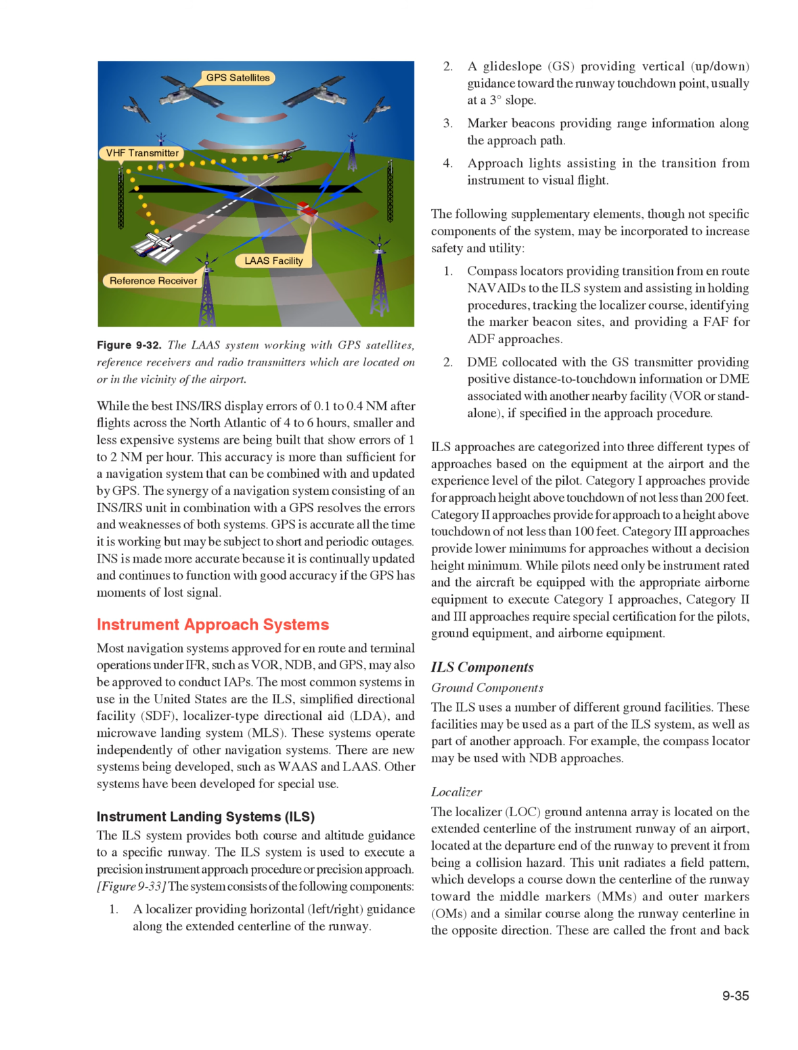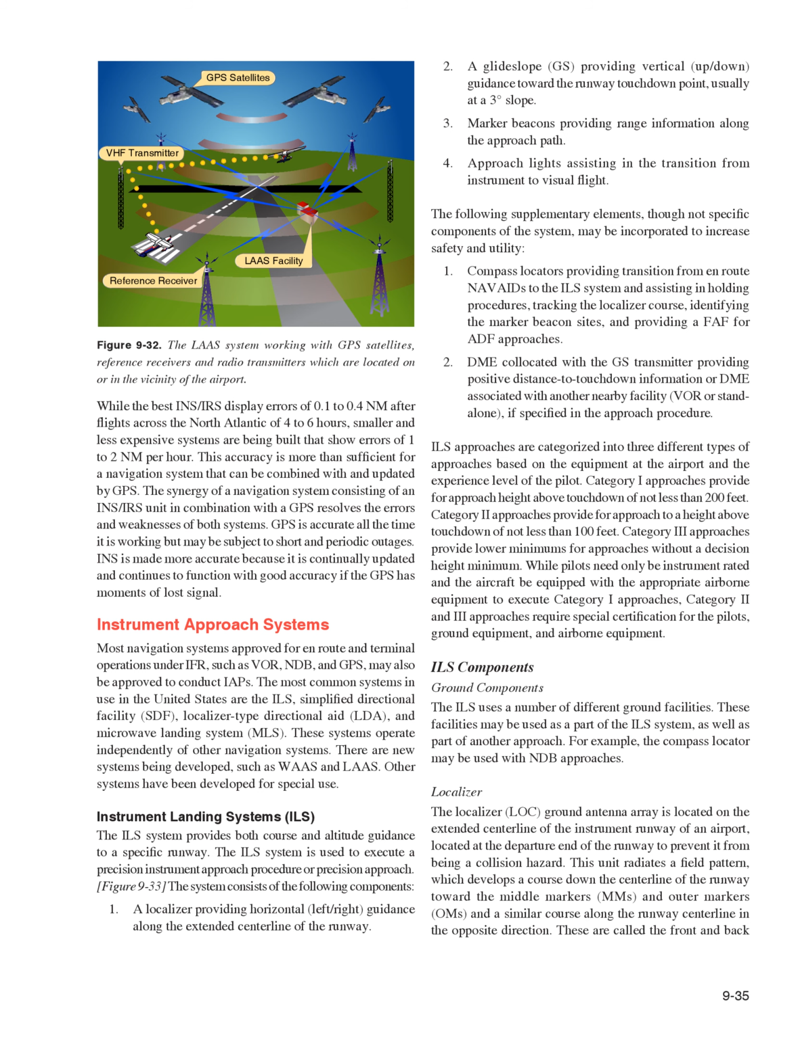Instrument Landing Systems, ILS. The ILS system provides both course and altitude guidance to a specific runway. The ILS system is used to execute a precision instrument approach procedure or precision approach. Figure 9-33, the system consists of the following components. 1. A localizer providing horizontal, left/right, guidance along the extended centerline of the runway. 2. A glide slope, GS, providing vertical, up/down, guidance toward the runway touchdown point, usually at a 3-degree slope.